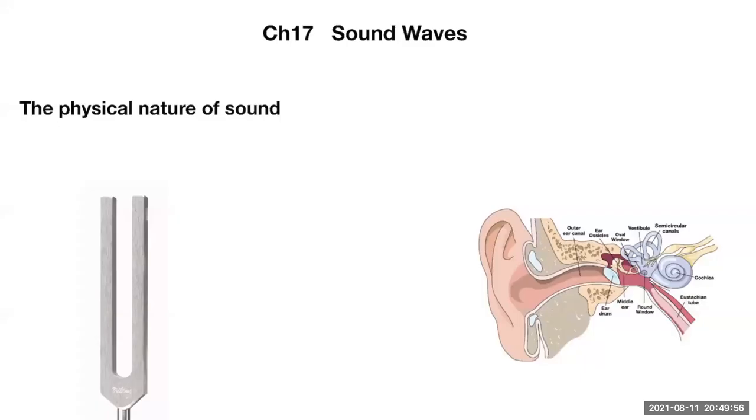Chapter 17, Sound Waves. In the previous chapter, we studied some general properties of waves. Now we're going to focus our attention on a special type of wave, the so-called sound wave. The study of the sound wave is known as acoustics. So this chapter will be a brief introduction to acoustics.